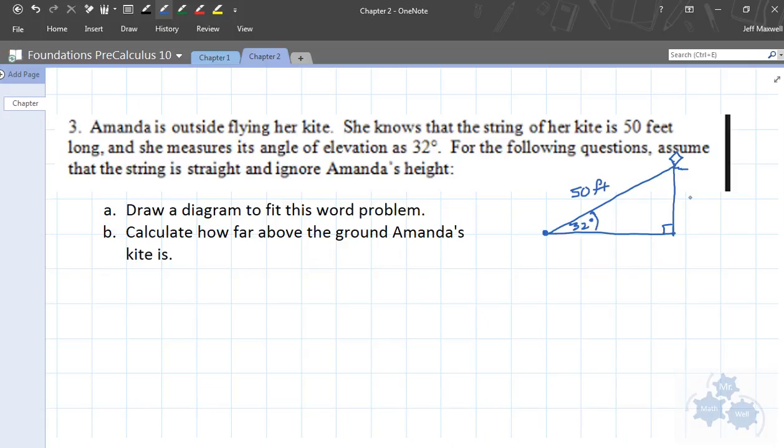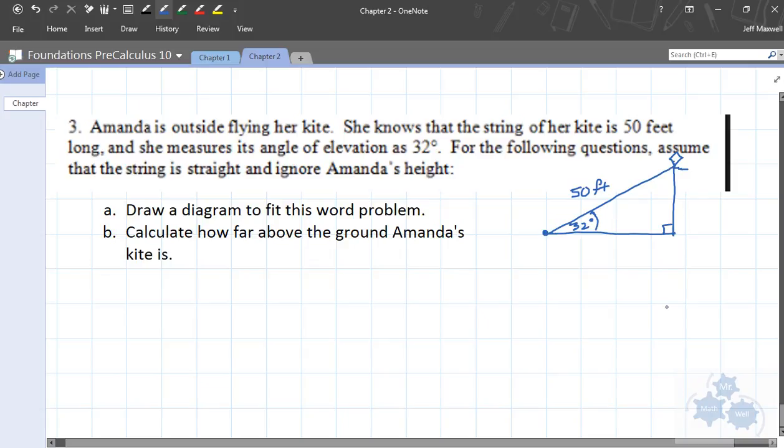Now, if yours is positioned the other way, if you've got 50 here, if you've got 32 here, and your kite here, I don't care. I don't care if it goes the other way. It doesn't matter.